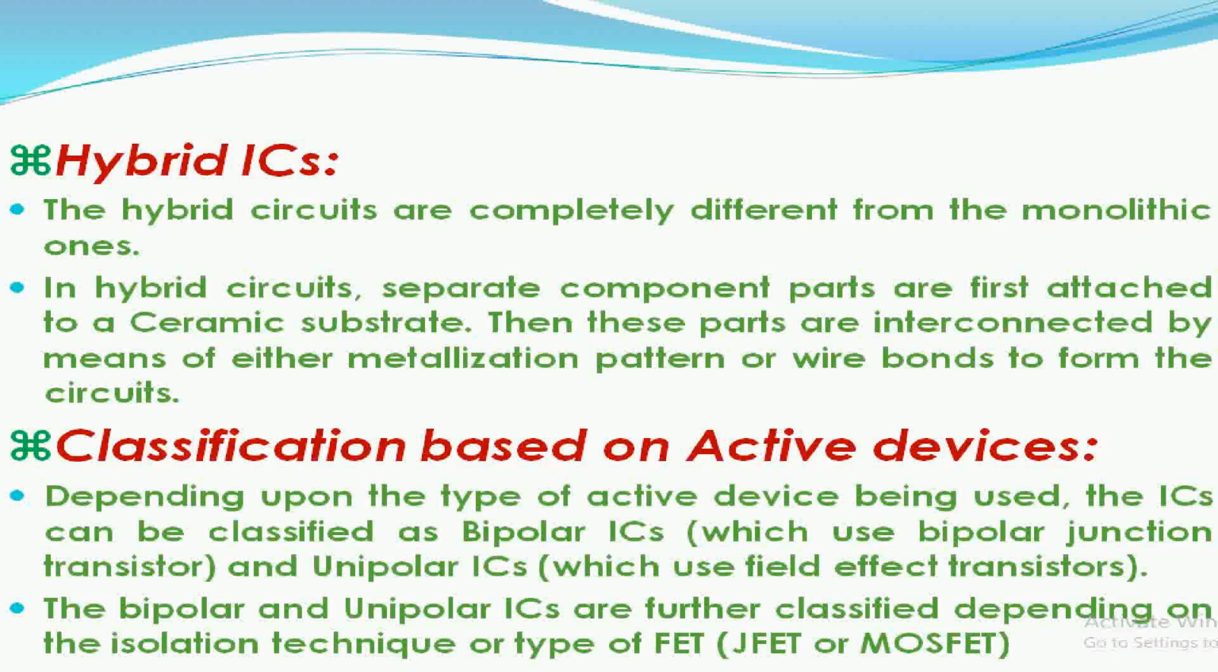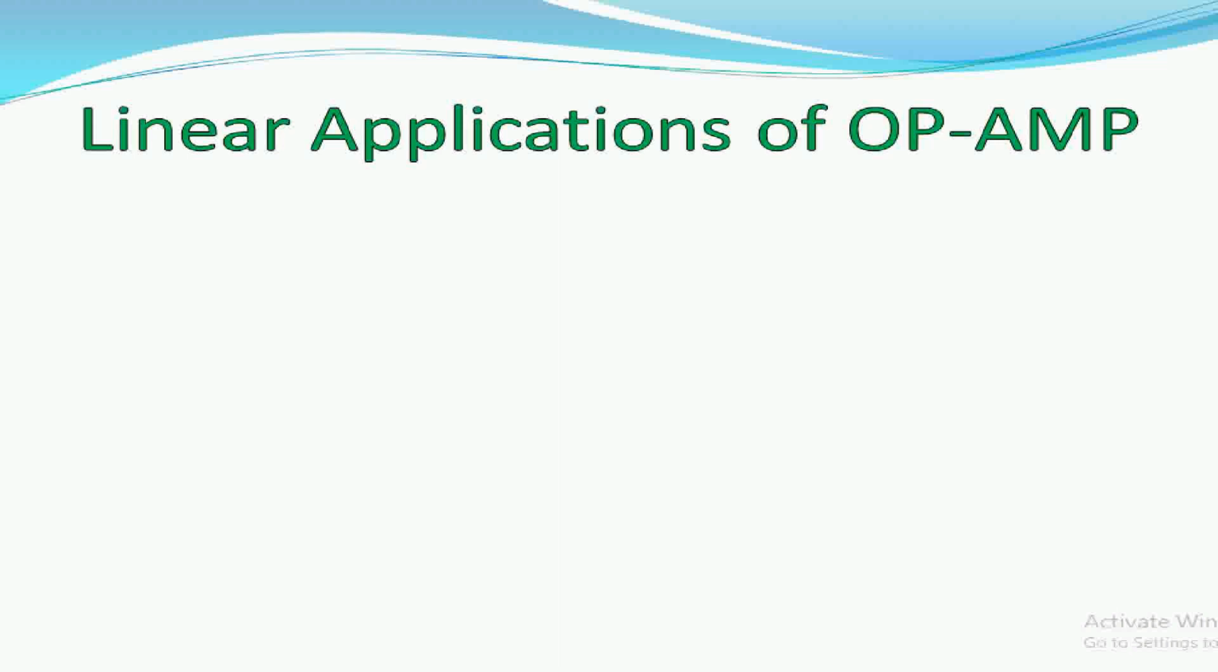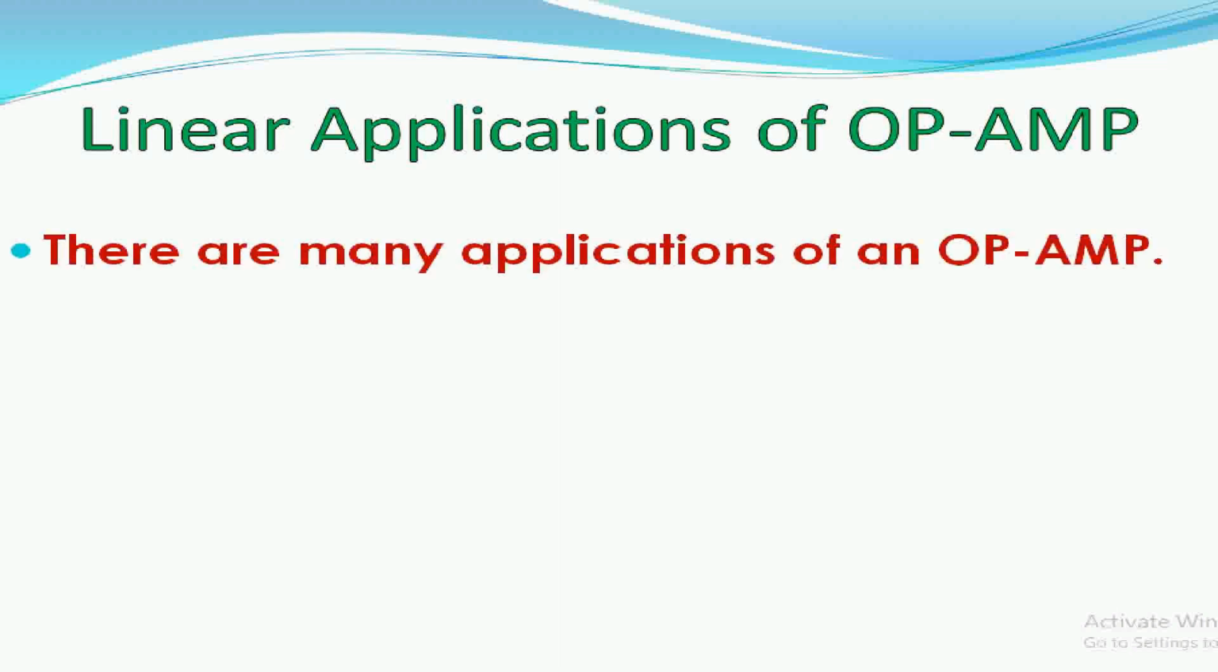Classification based on active devices. Depending upon the type of active device being used, the ICs can be classified as bipolar ICs, that is bipolar junction transistor, and unipolar ICs, that is field effect transistor, JFET. Let us see some applications of op amp.